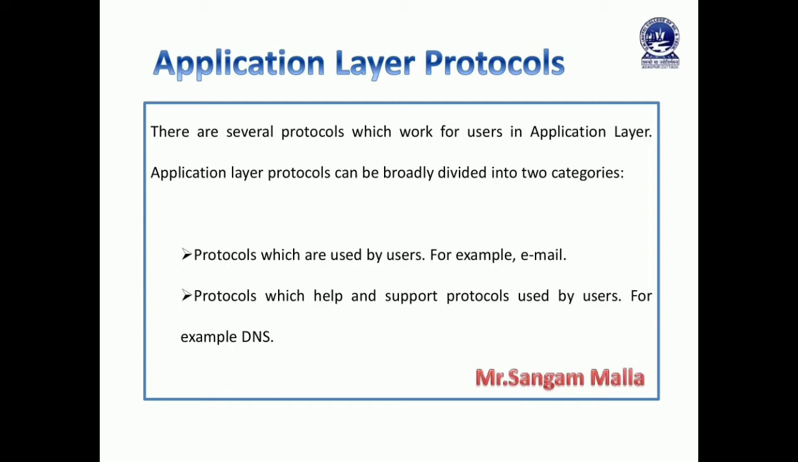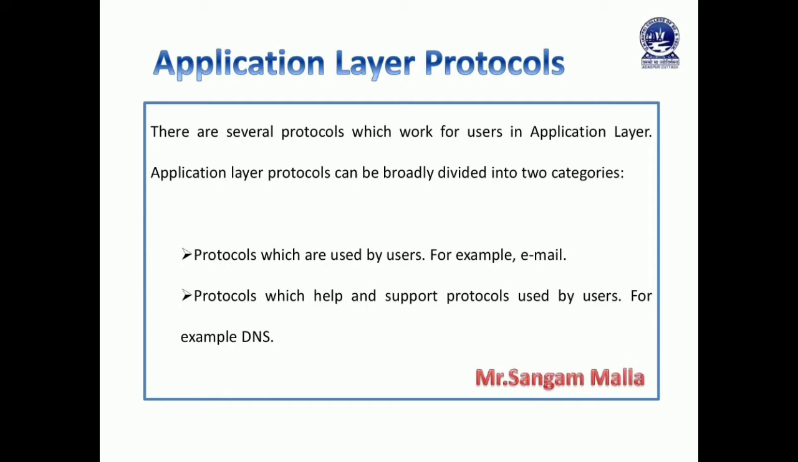So application layer protocols can be broadly divided into two categories. The first category is protocols which are used by users, for example email. That means these protocols are directly accessed by the users, such as email and other mail, or let's say we can take the example of WhatsApp and Facebook, whichever is used to share the data. Those protocols are used by the users directly.